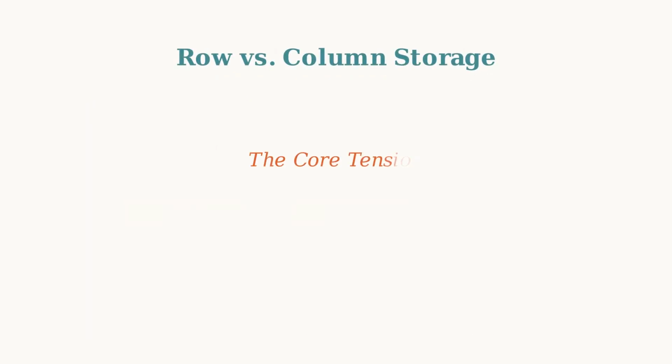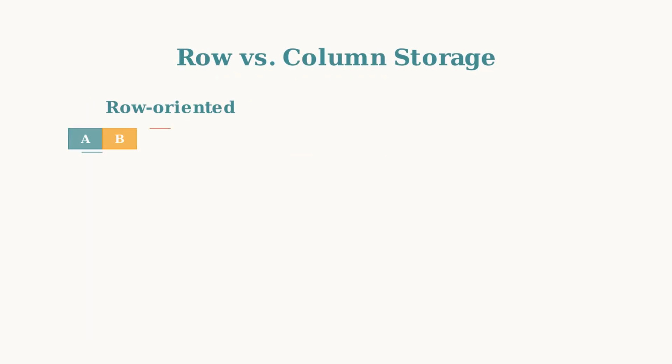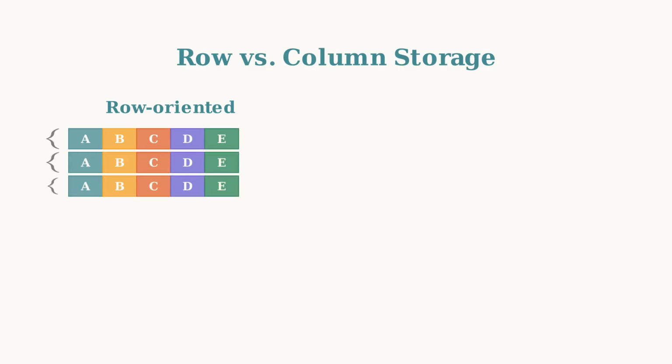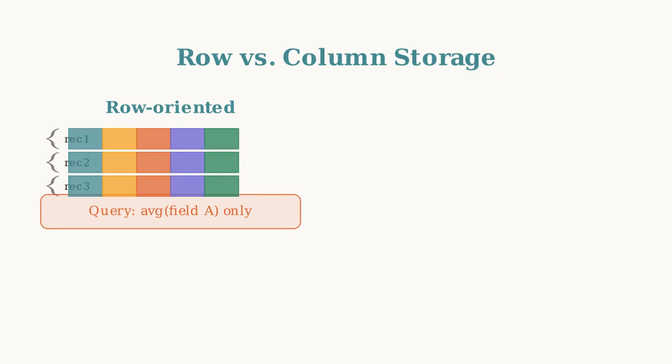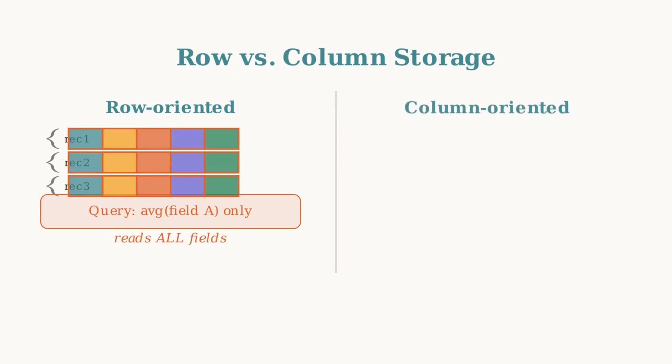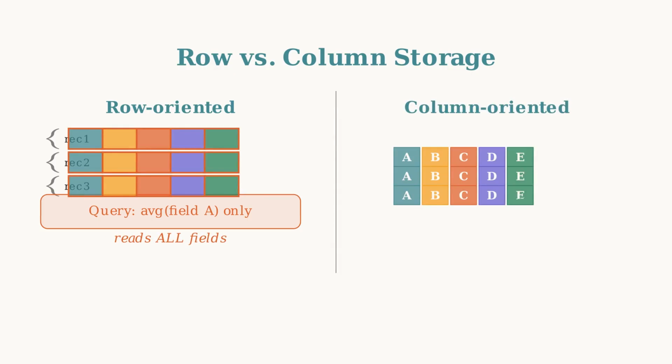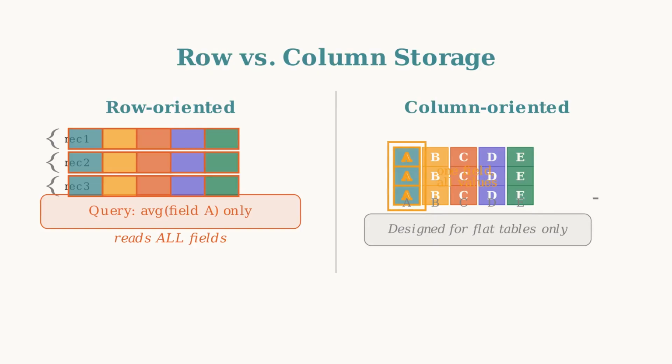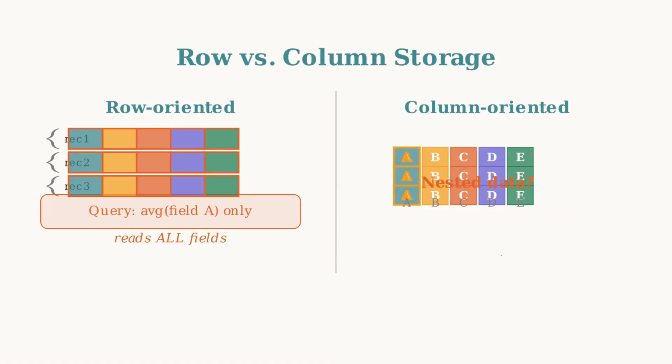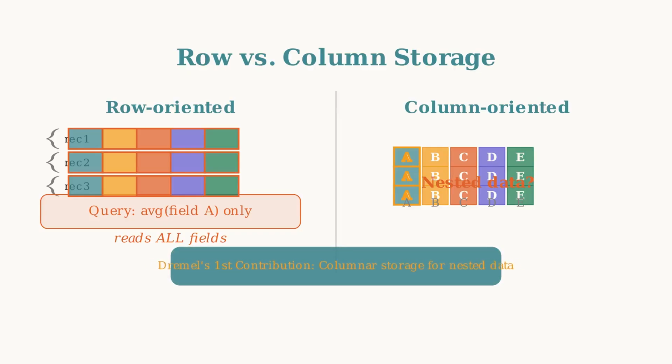Now here's the tension. If you store each record as one contiguous blob, the traditional row-oriented way, then answering a question like, "What's the average value of one field?" forces you to read every field of every record. Terabytes of data you don't need. But columnar storage, where all values of one field are stored together, was designed for flat tables. Nobody had extended it to nested data. That's Dremel's first contribution.